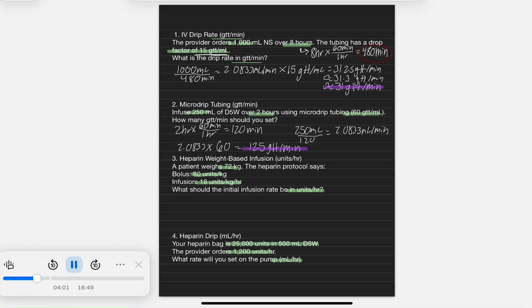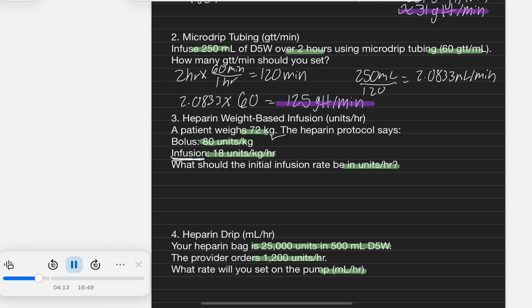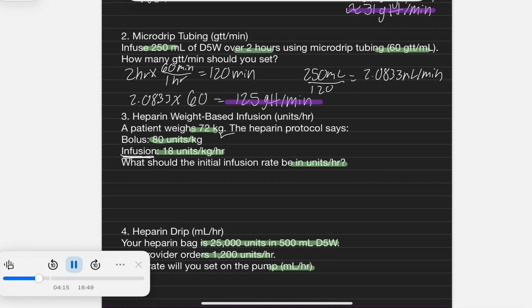All right, for this third problem, this is our heparin weight-based infusion. It's already in kilograms for us, which is awesome. We don't have to convert from pounds to kilograms. Don't forget that your ratio for that is 2.2 pounds is equal to 1 kilogram. So we're going to take this 18 units per kilogram per hour, and we're going to multiply that by our kilogram.